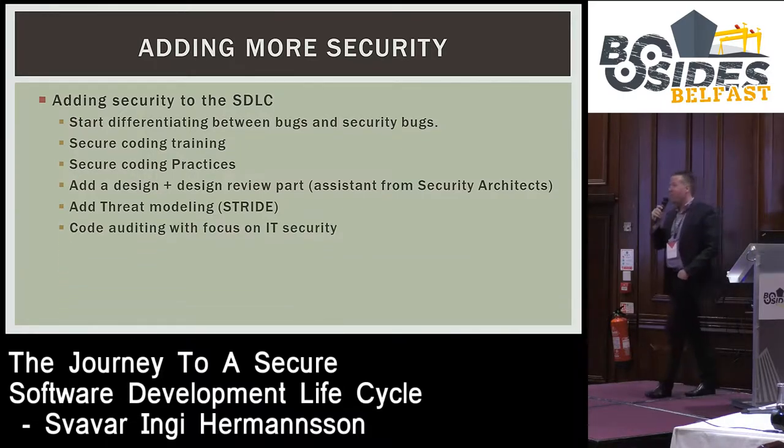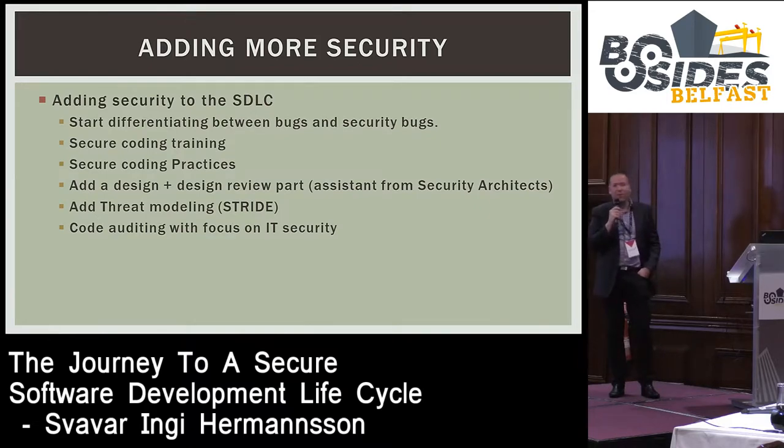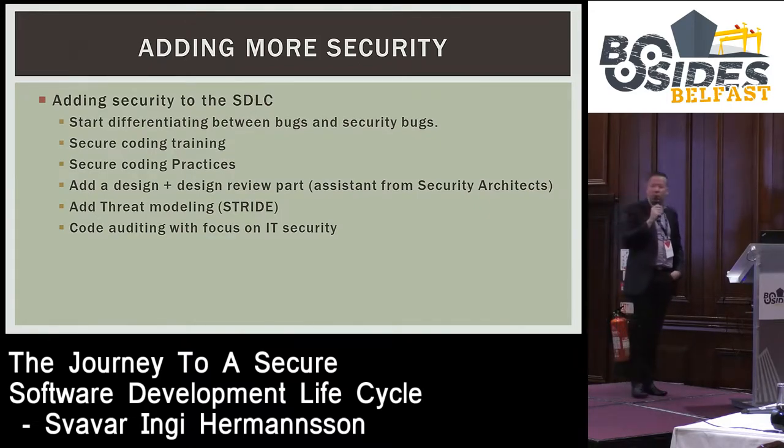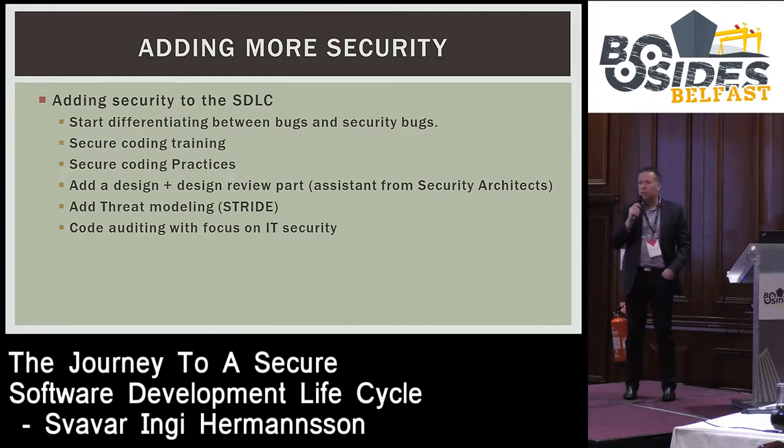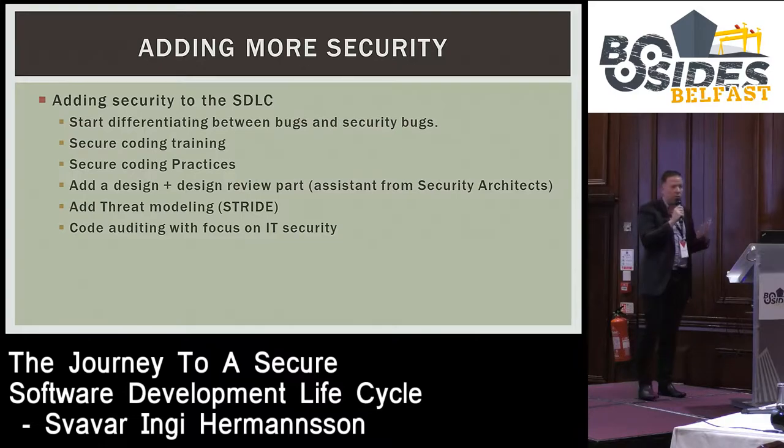Okay, so once this was in place, we added another layer. We started to do secure code auditing with focus on IT security. And at least in our case, it wasn't quite realistic to do code auditing on every single code that was modified. So the approach that we took is we did a risk assessment, we tried to evaluate where can external actors actually add some input to our product, and where are sensitive places like authentication, encryption, handling of sensitive data.